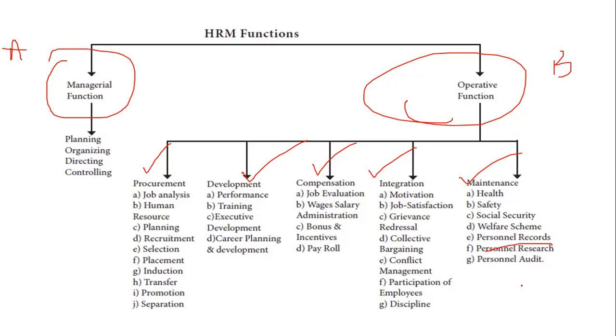Maintenance comes in the form of health, safety, security, welfare. So all this is nothing but a part of your maintenance. HRM functions, as I said, are divided into two aspects. It has your managerial functions, which are basic, which are mandatory, and it has your operative functions. In operative functions, you can see a long list starting from your procurement, development, compensation, integration, and maintenance.